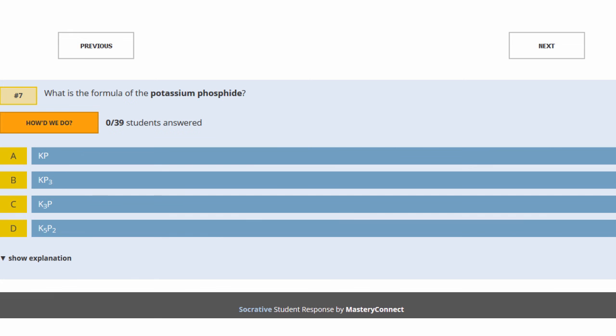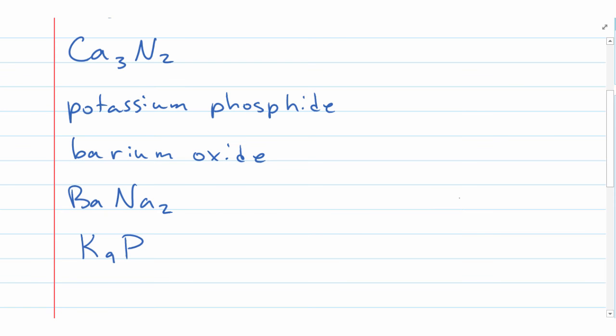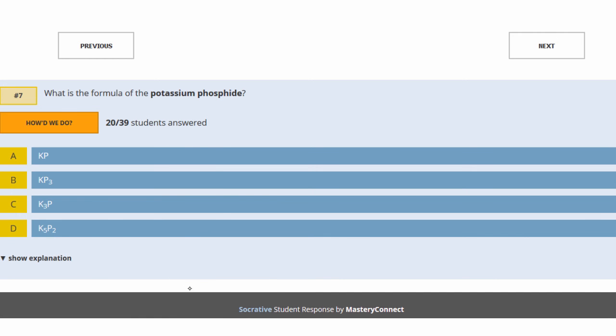Next one is potassium phosphide. Write out its formula. And if you have those done, I have a couple bonus problems up here. The last two. So I'll give you a bit more time. We'll take about 5 more seconds. Lock in an answer. 5, 4, 3, 2, 1. Correct one is choice C, which is K3P.